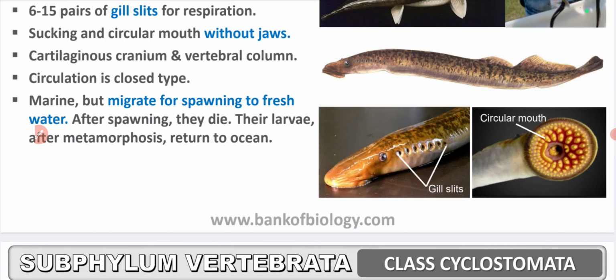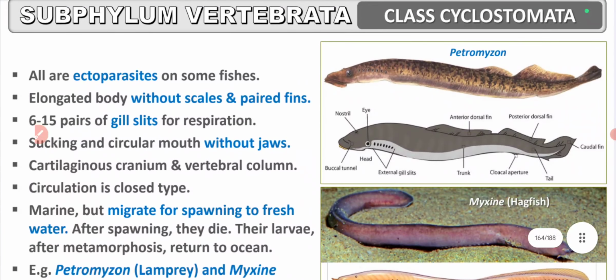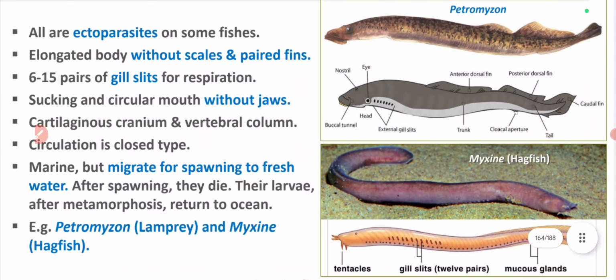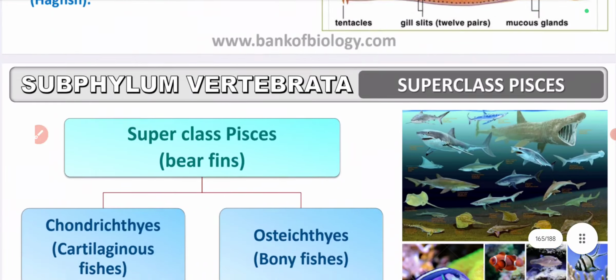Mostly marine, but for reproduction they move to freshwater, and after reproduction they die, and their larvae, after metamorphosis, return to the ocean. Examples: Petromyzon or lamprey, and Myxine or hagfish. You can see in the diagram, lamprey and Myxine or hagfish.